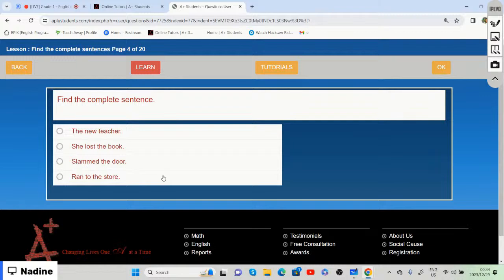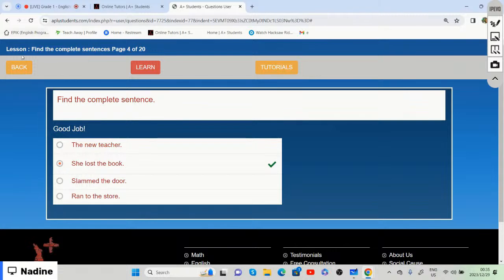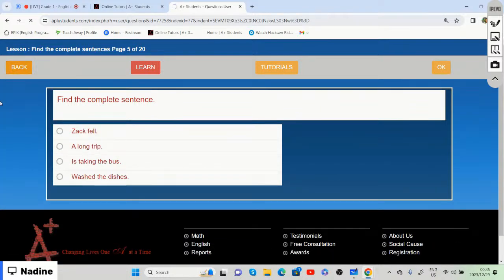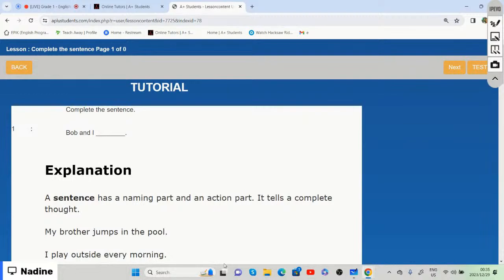All right, so if we find the complete sentence that has both a naming part as well as an action part, then we can say she lost the book, because she is the naming part and lost is the action. So she lost her book. Now we're going to complete the sentence. And remember, when we complete the sentence, it needs to have a naming part as well as an action part.